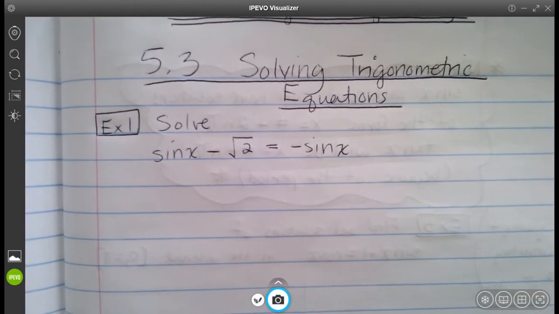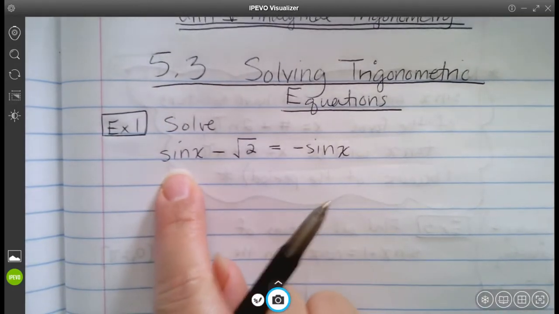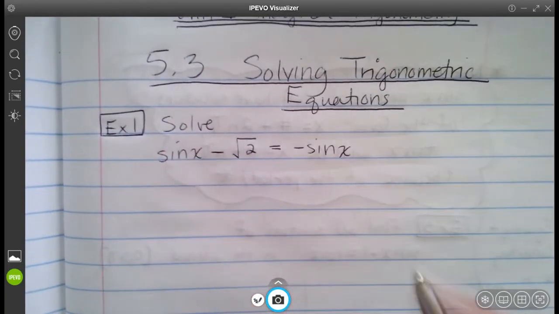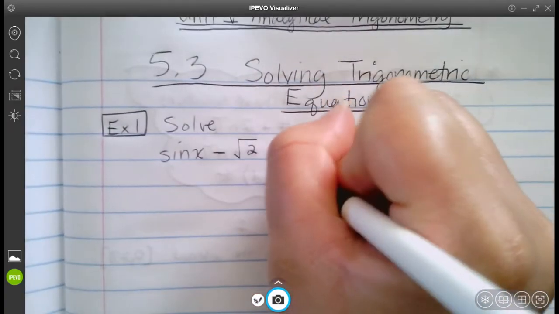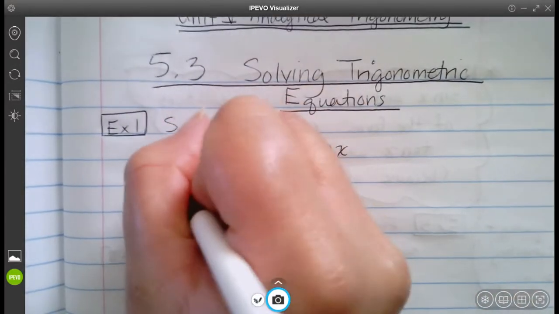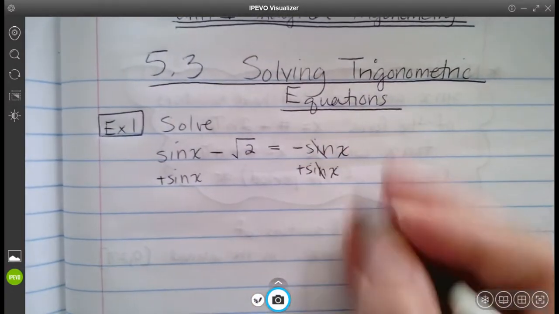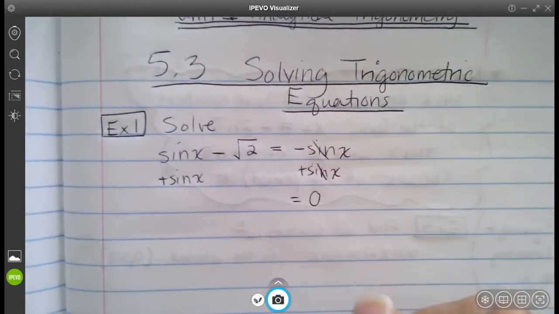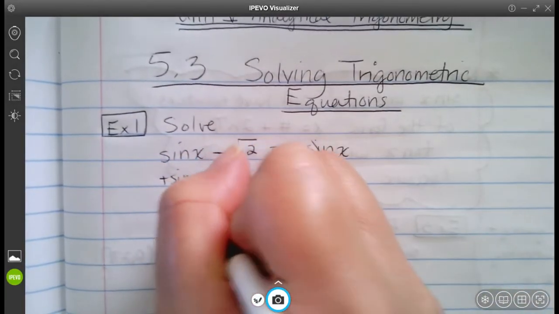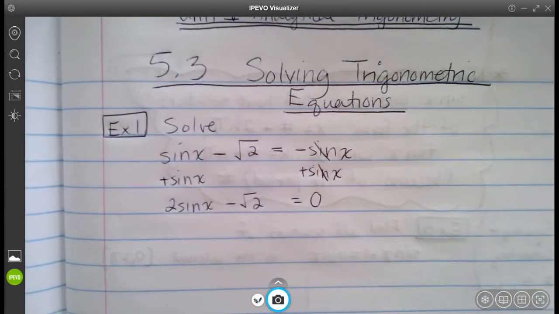Well, I know that when I'm solving, I typically want to set things equal to whatever I'm looking for, right? So we're trying to find x, which means we need to isolate sine of x first. So I'm going to start by moving over all of my sine x's to the same side. And typically I want to keep them positive just to make it a little bit easier on me. And that's going to give me a 0 on this side. And we get sine x plus sine x is 2 of them. Okay, bring down everything else like so.